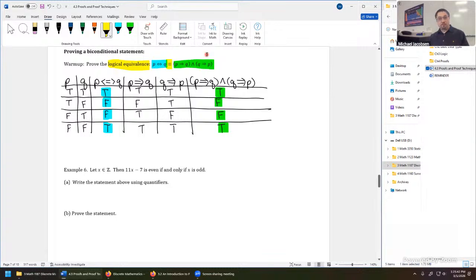But this essentially informs us on what the proof method has to be. Before we take a look into that, any questions at all, folks, on just verifying the equivalence?